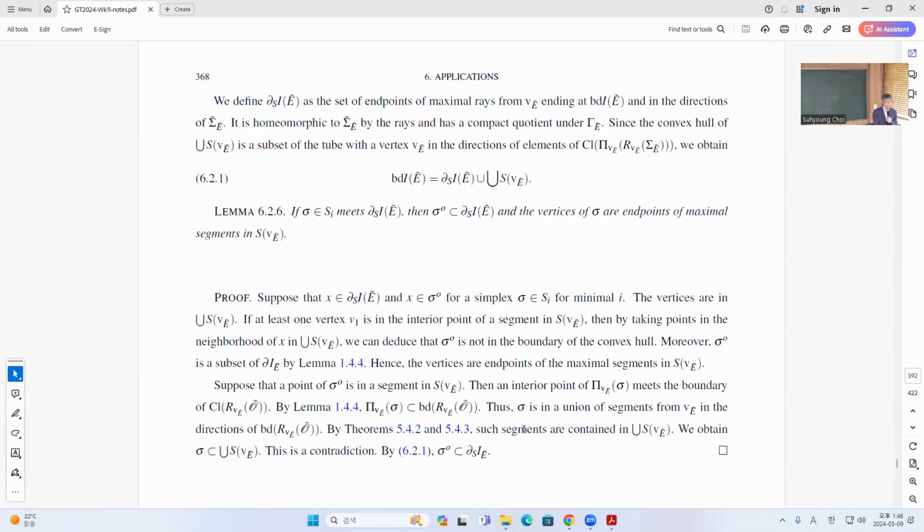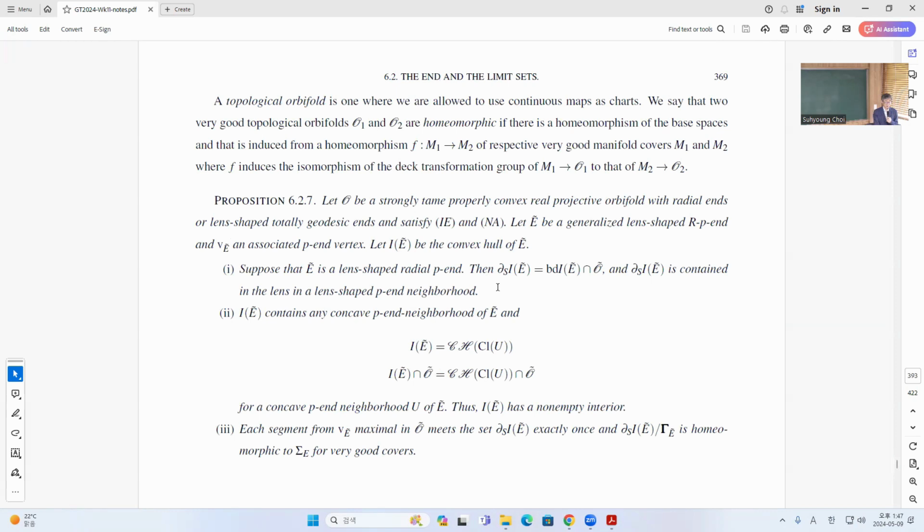Right. And this BD is going to be the union of these and another set. So this will be in the radial direction of another part of the boundary. Also these you can define in terms of concave end neighborhoods. So for any concave neighborhood, you take the convex hull, and it will be the same. Okay, and for any maximal segment, it will meet only once, and this is actually homeomorphic to this for a good cover.